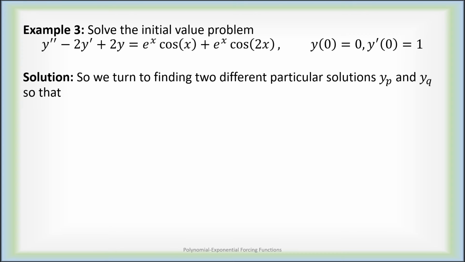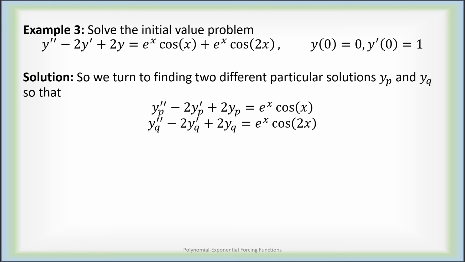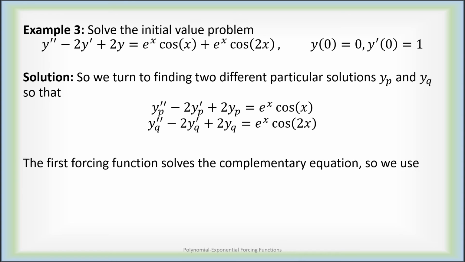So we need to find two different functions yp and yq, so that yp will produce e to the x sin x and yq will produce e to the x cosine of 2x. Now the first forcing function does solve the complementary equation, so therefore we use this formula right here. yp should be 1 over 2 omega x e to the lambda x sine omega x, which simplifies down to just 1/2 x e to the x sine x, since lambda and omega are both 1.